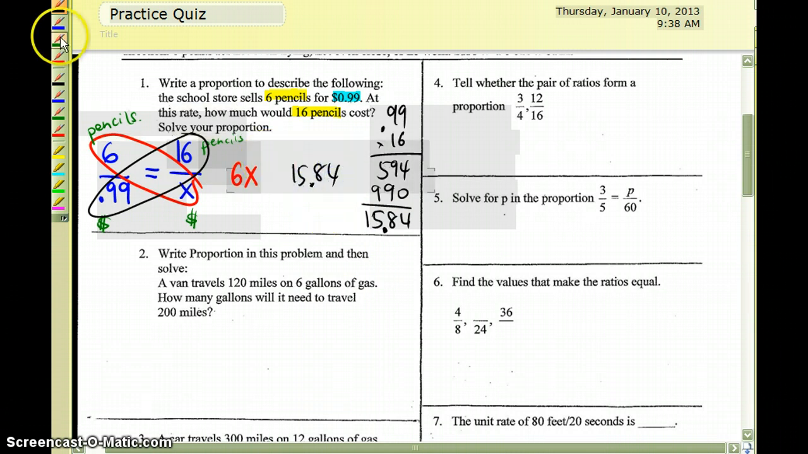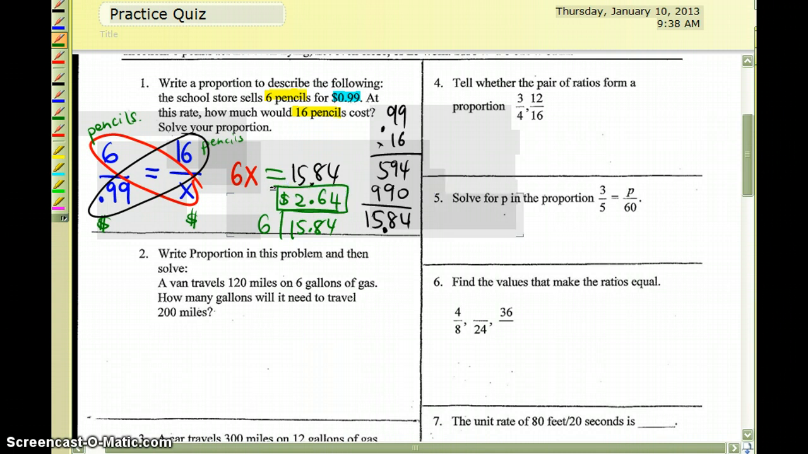When I cross multiply, then I set the equal sign right in the middle, giving me an equation that I can now solve by dividing the 15.84 by the 6. Okay, so now I want to figure out how much it would cost for that. When I divide, I get 2.64 exactly, and that will give me my answer.